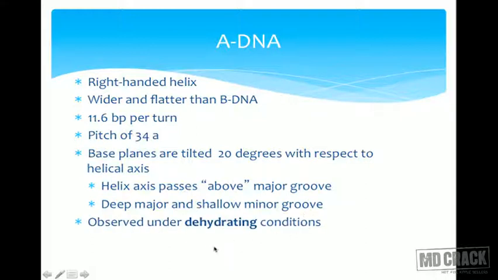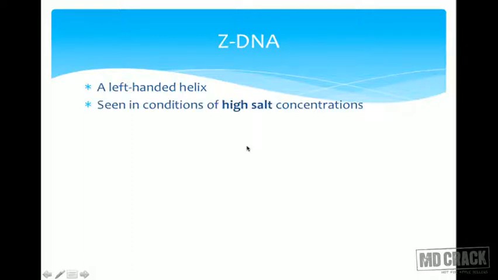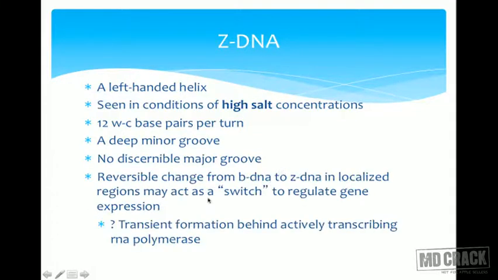Usually it is observed under dehydrating conditions. Z-DNA is a left-handed helix. As I said, it stands for zigzag. Seen in high salt conditions, it has 12 Watson-Crick base pairs per turn, a deep minor groove, no discernible major groove, and reversible change from B-DNA to Z-DNA in localized regions may act as a switch to regulate gene expression.